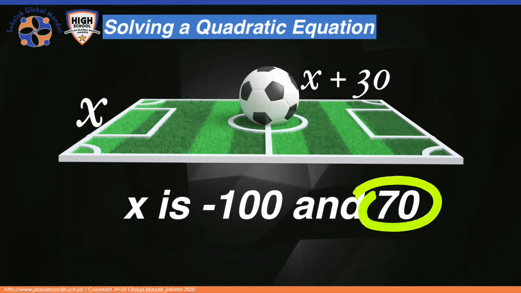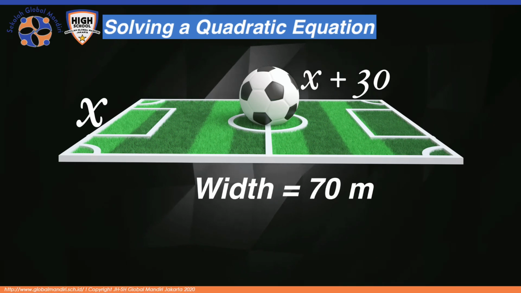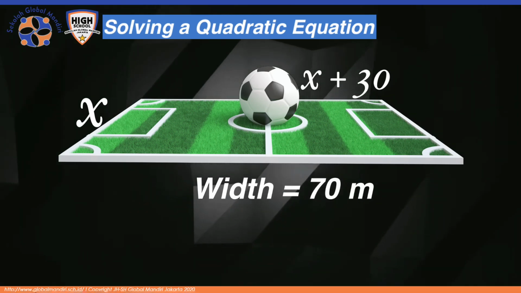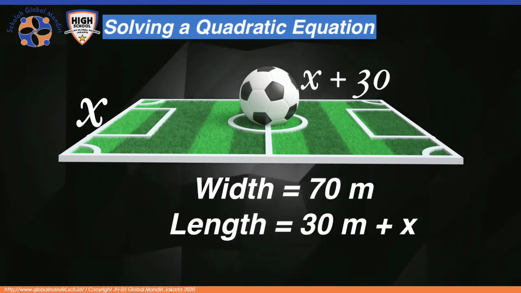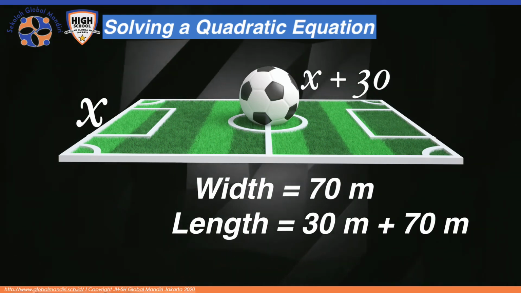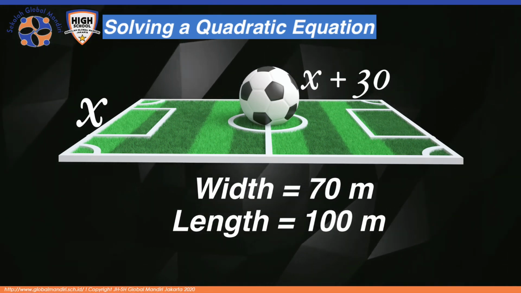Now our conclusion is if the width is 70, then the length, which is 30 meters more than its width, is 100 meters.